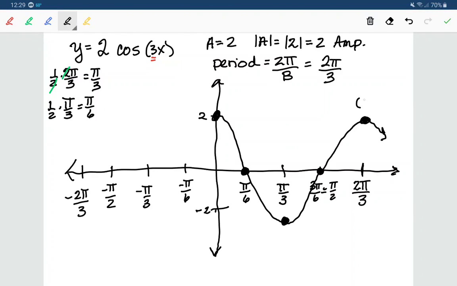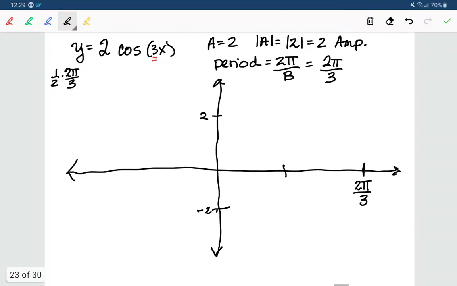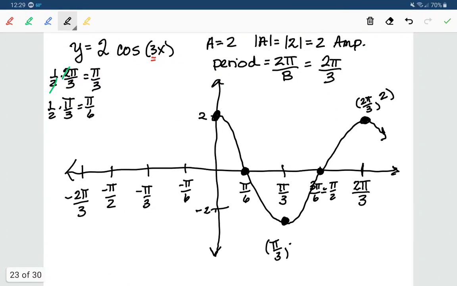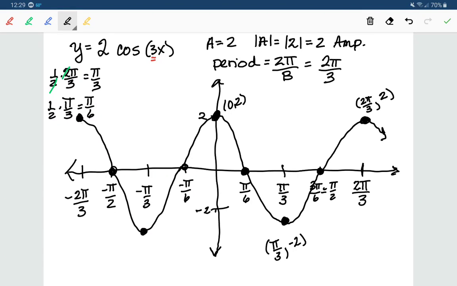The ordered pair here is the x value, 2 pi over 3, and the y value is 2. Okay. This is the point pi over 3, and the y value here is negative 2. Okay. This is the point 0, comma 2. And we can put in another cycle. Starts and ends up top, halfway in between at valleys, and halfway in between those are at 0. Okay. So this is just 2 cycles of it, and it will keep going.